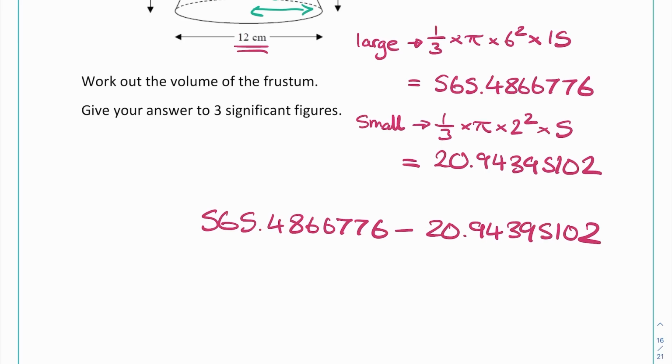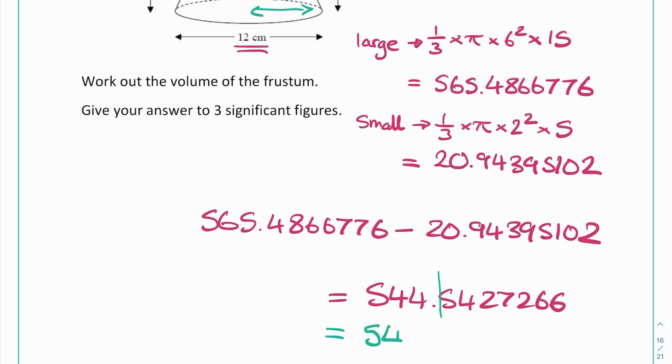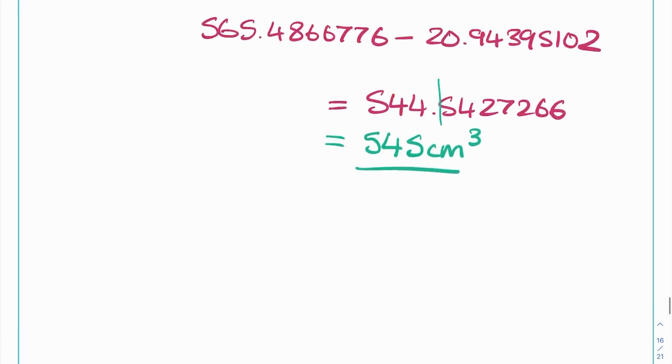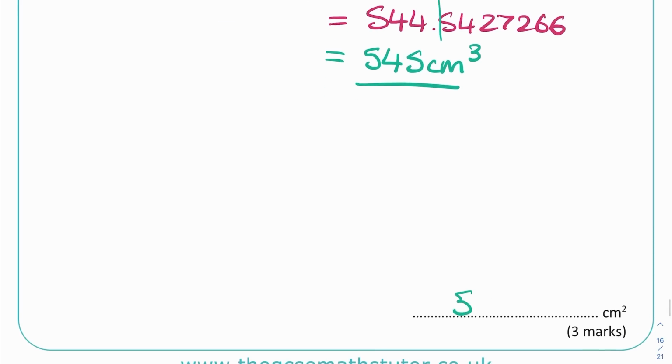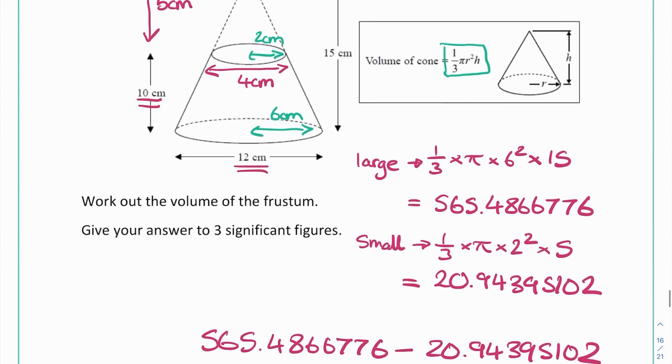So 565.4866776, take away the answer, and that comes out as 544.5427266. Now it wants the answer to 3 significant figures, so we chop this after the third whole number there. There's a 5 afterwards, so that would be 545, and that's going to be centimetres cubed. So our final answer for this one is 545. And there we go, there is volume of a frustum, just using the volume of a cone formula.